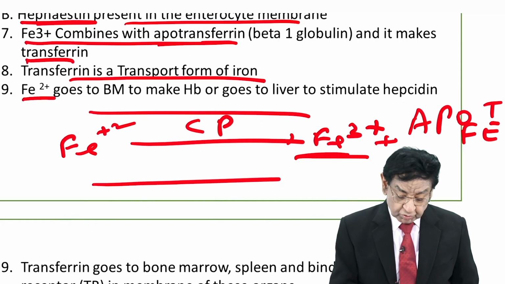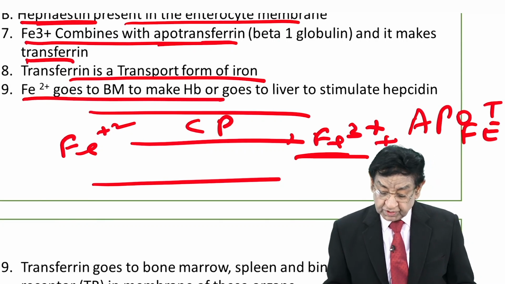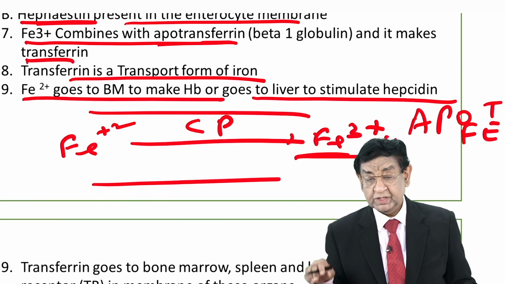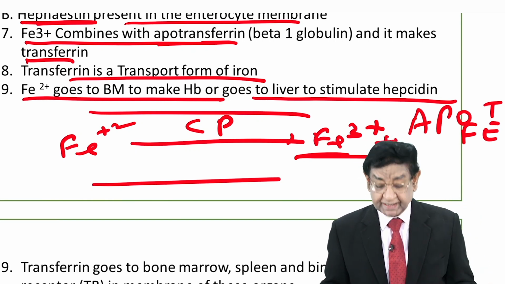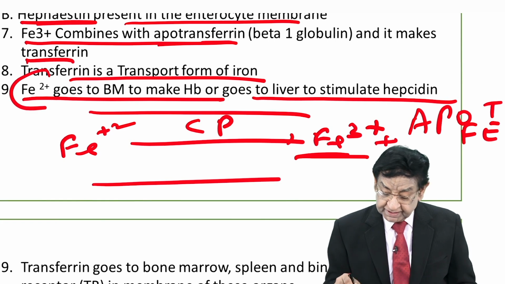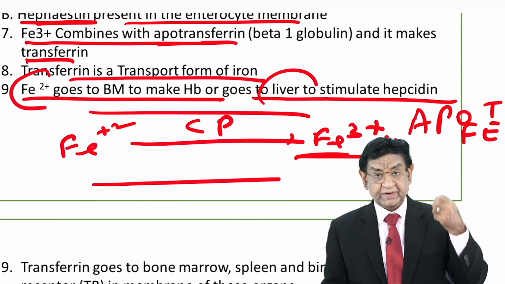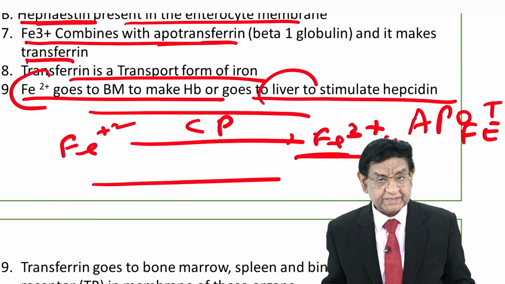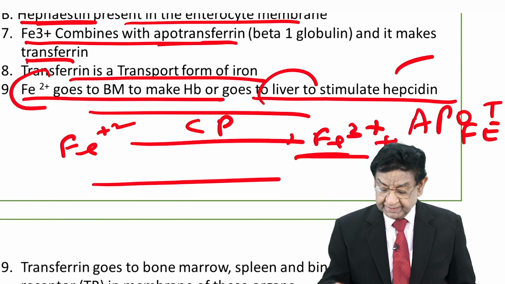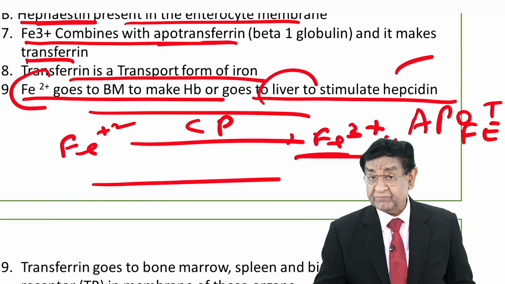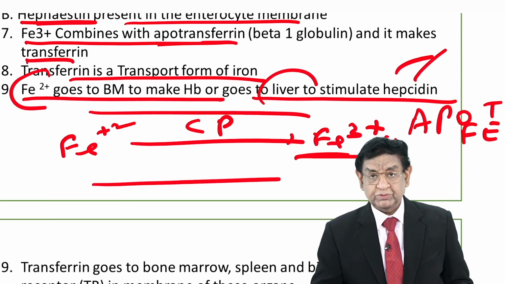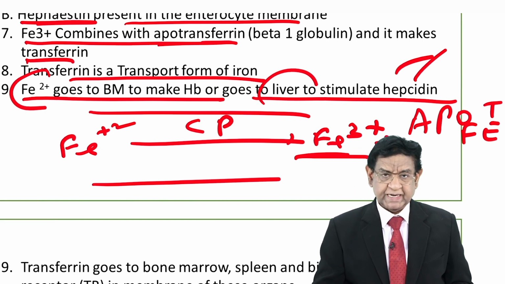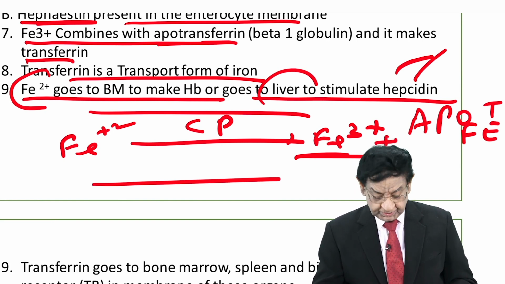So now iron goes to bone marrow to make Hb, or it may go to the liver to stimulate hepcidin. Hepcidin is a brake, now that excess iron is there. Whatever is needed has gone to bone marrow, but the extra will go to the liver, and now the body says we don't need iron. So hepcidin will be stimulated in the normal physiological condition. And I told you this hepcidin is going to act on the ferroportin, and that will regulate iron absorption at the level of ferroportin only.